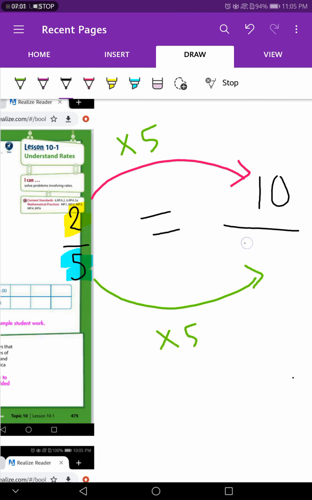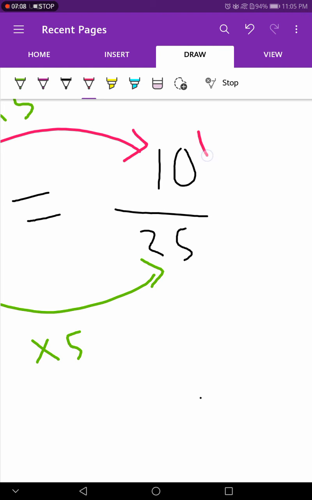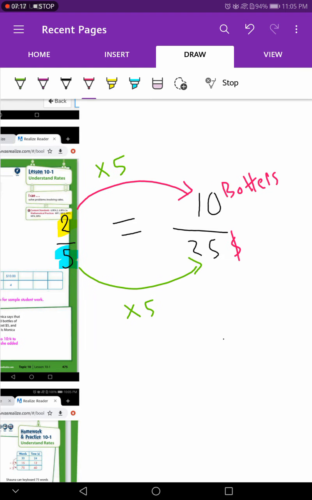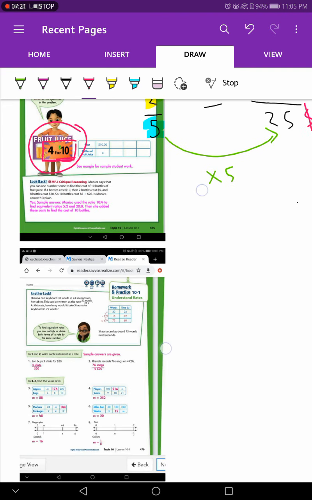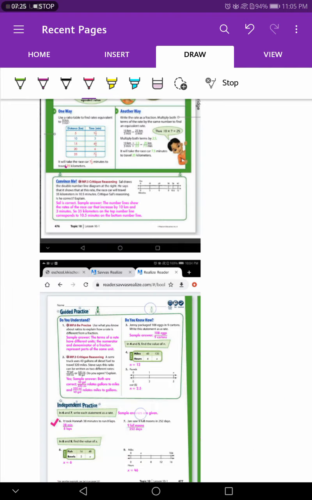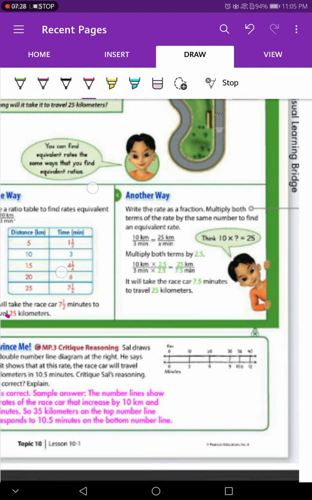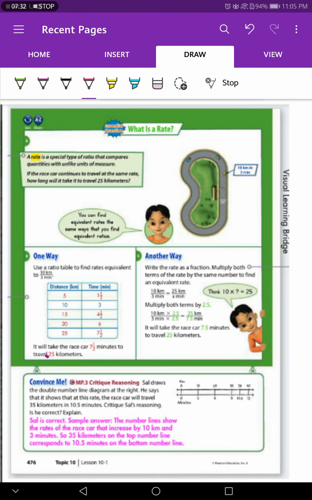You get 25. So 10 bottles cost $25, and I know every one of you likes $1. Yes. Okay, now let us take another example to make sure you got the idea. Okay, let's go. Let us take this example.